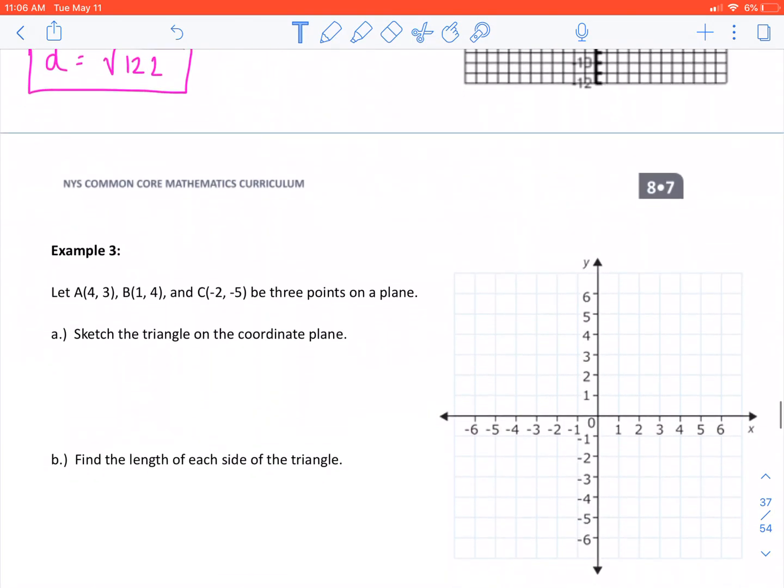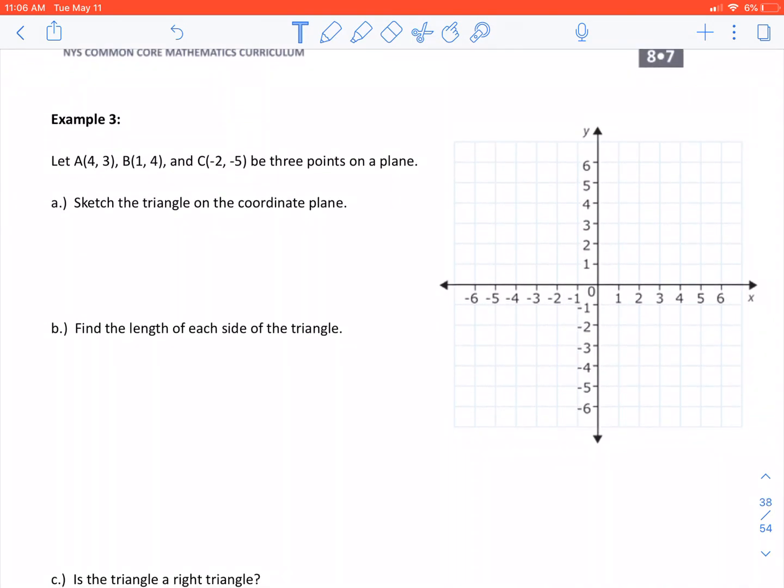All right, example 3. It says let A, which is (4, 3), B, which is (1, 4), and C, which is (-2, -5), be 3 points on the plane. So it says sketch the triangle on the coordinate plane. So let's do that. We're going to graph the point (4, 3), that's our point A. (1, 4), that's our point B. And C will be (-2, -5). Okay, I'm going to draw our triangle.